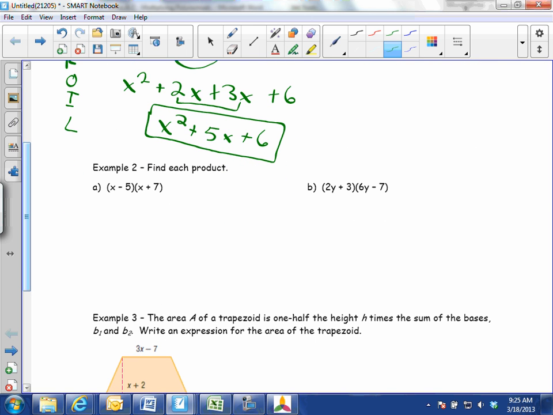What are you going to do? x times x gets us x squared. And what? x times 7 gets us 7x. Then negative 5 times x, which would be minus 5x, will make us 5x. And then minus 35. Good. Can we simplify? Just 2x. Good.